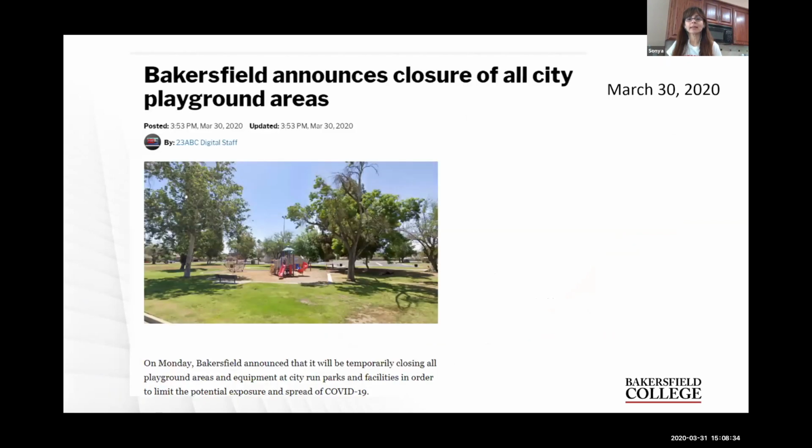So moving to the next slide, you can see that the city of Bakersfield announced closure of all city playground areas. And I saw that this morning when I went for my morning walk at 5:30 with Neo and Bessie. The playground in the park close to my house, the swings were being secured so kids could not use it. Moving to the next slide.